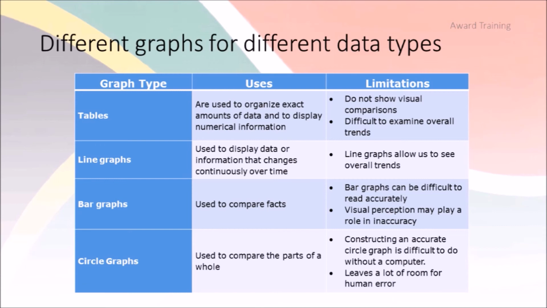Line graphs, on the other hand, are used to display data or information that continuously change over time. Bar graphs are used to compare facts, but they can have a limitation in that it is difficult to read accurately, and visual perception may play a role in inaccuracy of data. Circle graphs are used to compare the parts of a whole. However, this leaves a lot of room for human error.